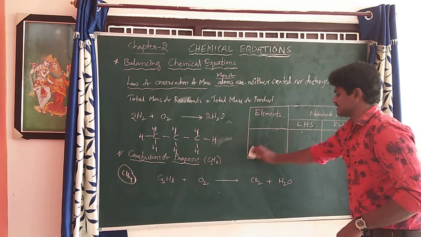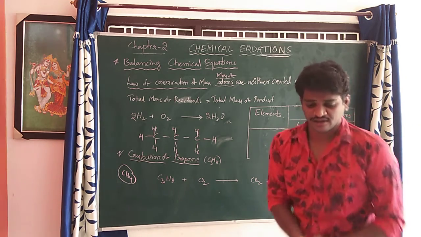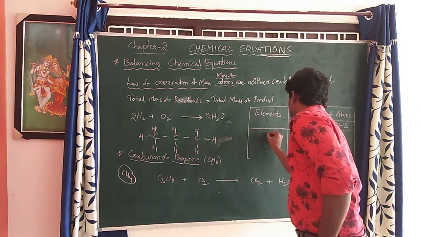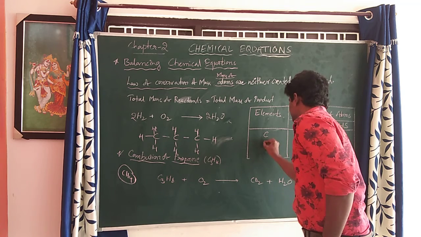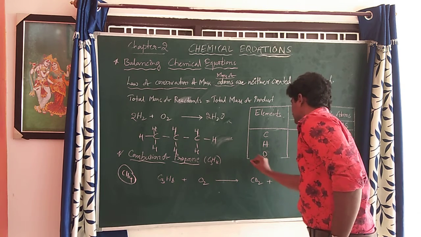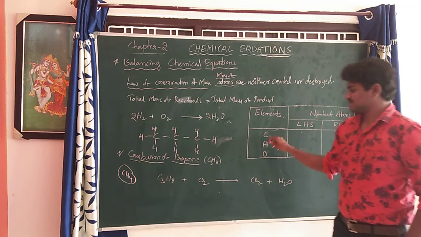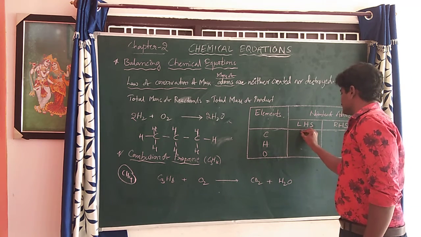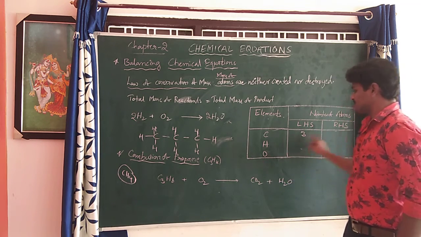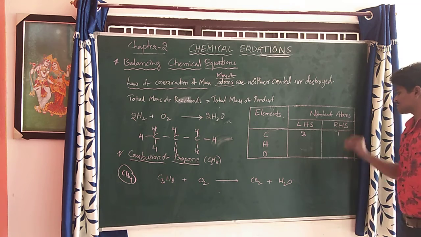Okay. First write carbons. Next hydrogens are there. Next oxygens are there. In LHS, how many carbons are there? 3 carbons. In RHS, only 1 carbon is there.